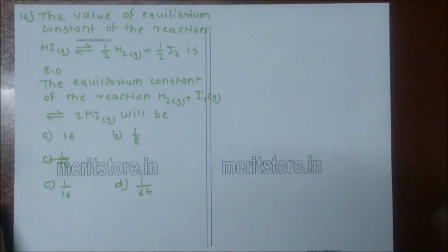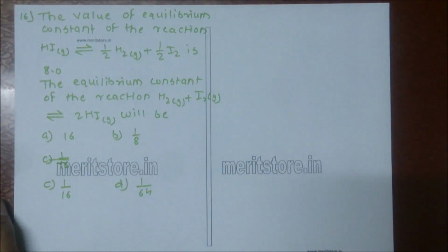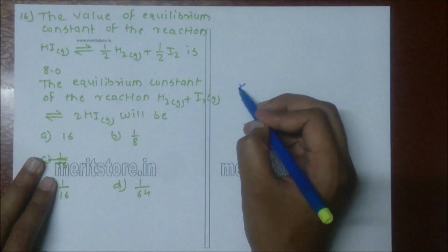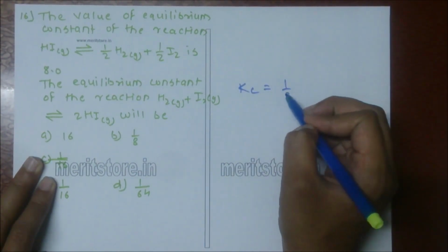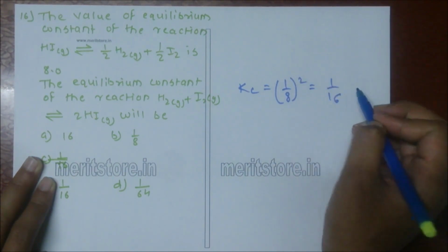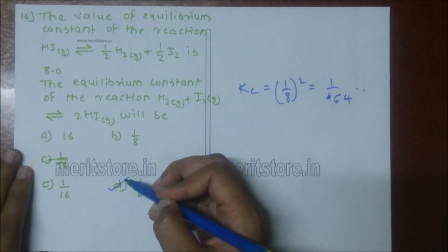The value of the equilibrium constant for the reaction HI reversible half H2 plus half I2 is 8. The equilibrium constant for the reaction H2 plus I2 giving 2HI is? So in the given reaction Kc we can write as 1 upon 8 the whole square, which will give us 1 upon 64. So option D is the correct option.